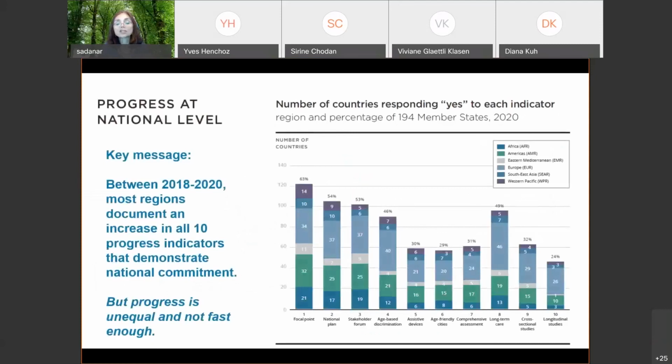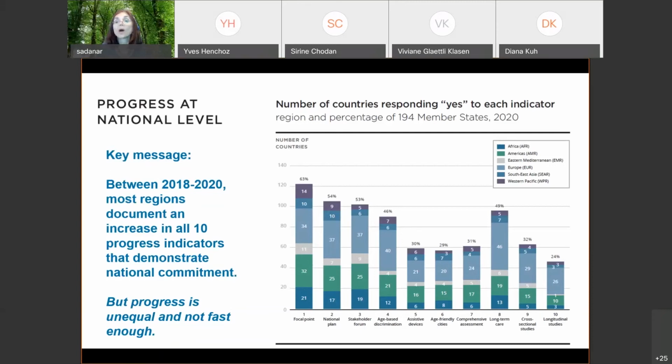Finally, I mentioned that we had 10 progress indicators that were agreed on by all countries, that they said, yes, we can be accountable for ensuring that we are doing these things. I don't have time to go into mentioning all of them, but what I can say is they range from the first one, does your Ministry of Health have a focal point on aging and health, to does your country have a longitudinal study? And this graphic shows that out of the 194 countries, which ones have said yes.